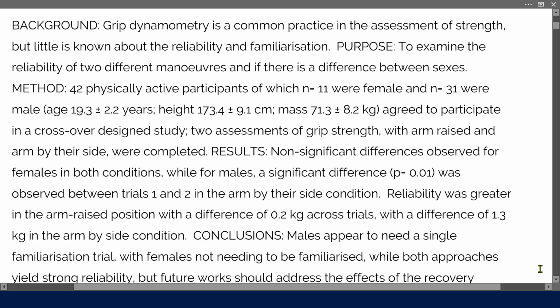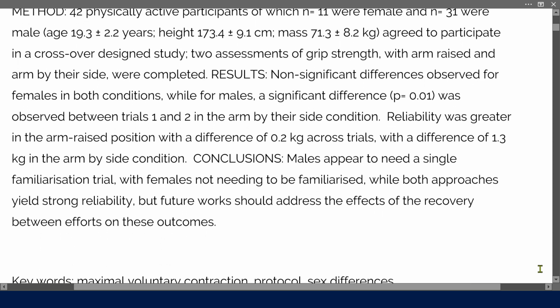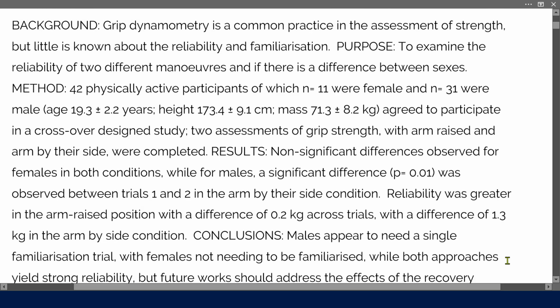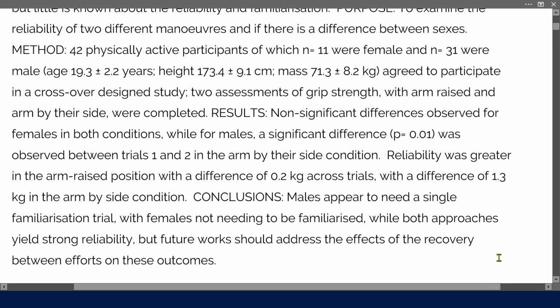So here we've got our abstract, and we can see it's fairly brief in terms of what has been reported. And it's reported some of the key findings. Remember that the whole notion of what was going on with this study was, if we read the purpose, to examine the reliability of 2 different manoeuvres and if there is a difference between sexes. So the results need to tally with that. So the results straight away tell us there was a non-significant difference for the females in the 2 conditions that were undertaken.